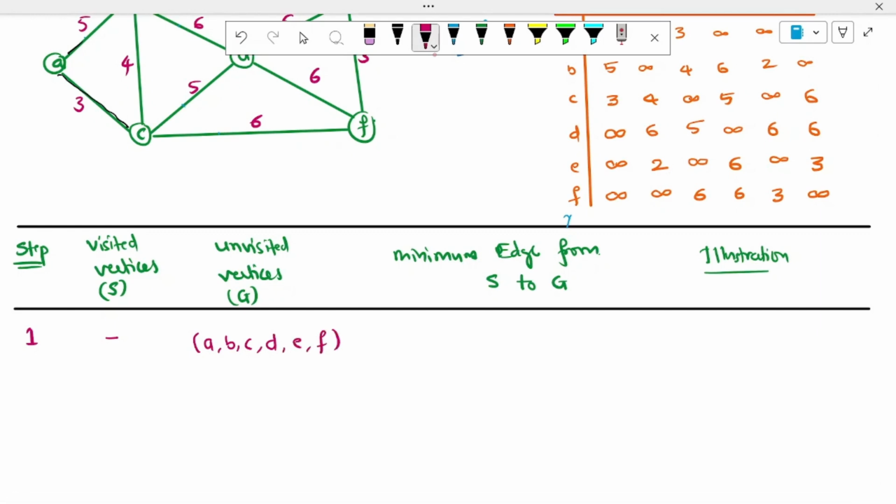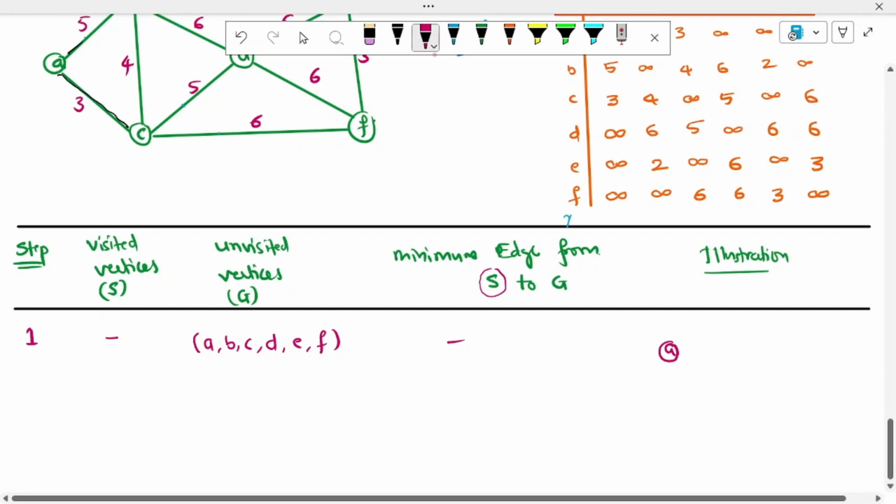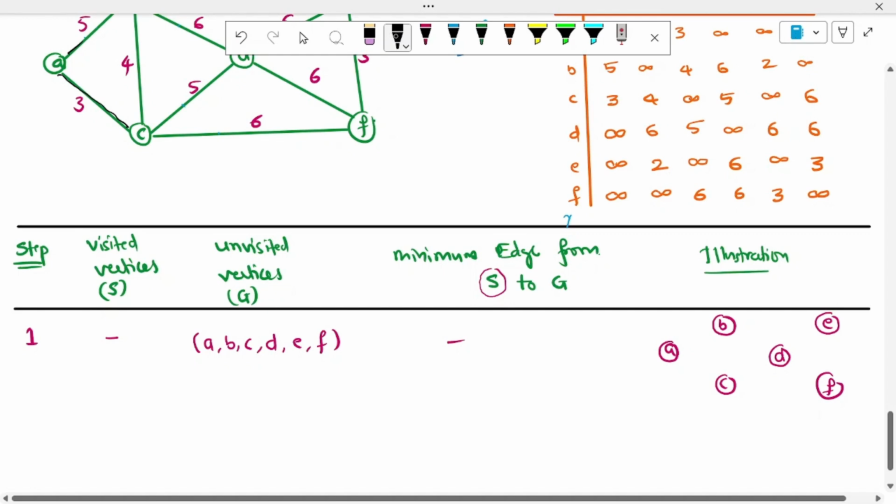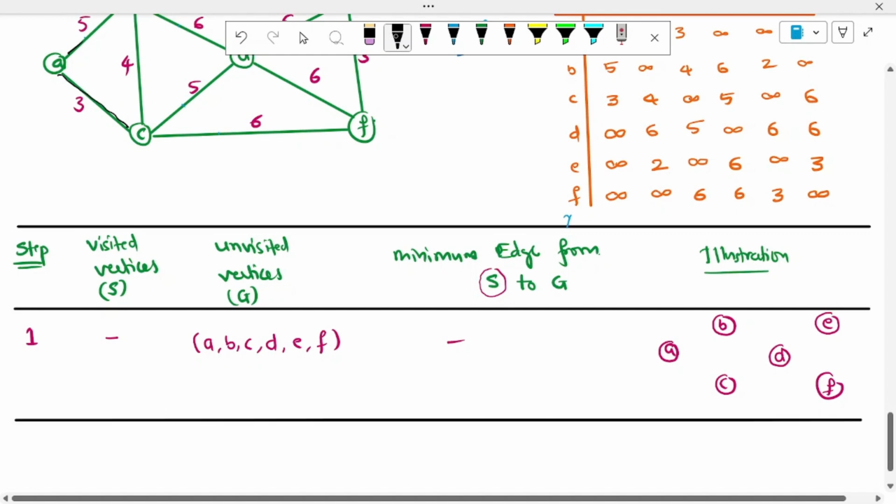I have not visited any of them. So minimum edge from S to G. Since I do not have any of the vertices in S, I will not be able to write any edge values. So put a dash. And illustration, in this you will be writing the present status of the graph. If you see, I have got the graph. You need to make sure that in the minimum spanning tree you will have all the vertices. So here I have got all the vertices, but there are no edges because still I have not started my journey. Okay, now I'm going to start my journey.